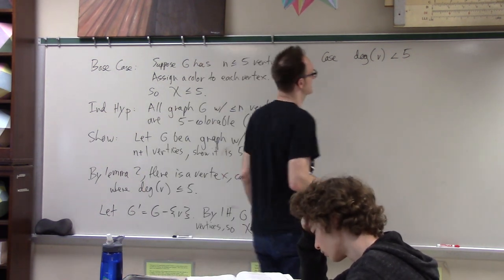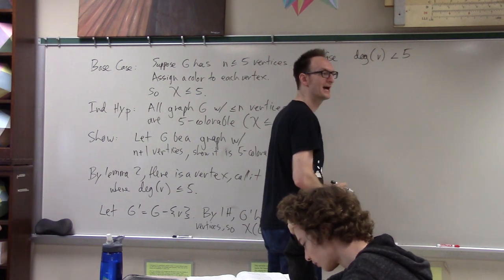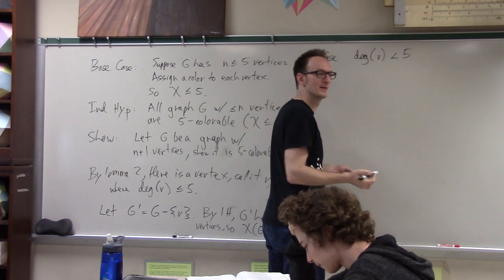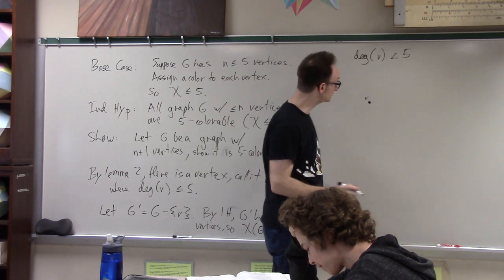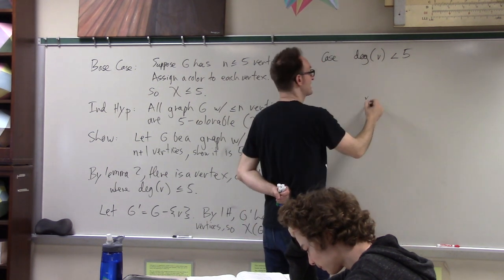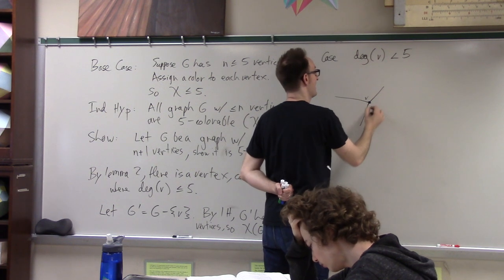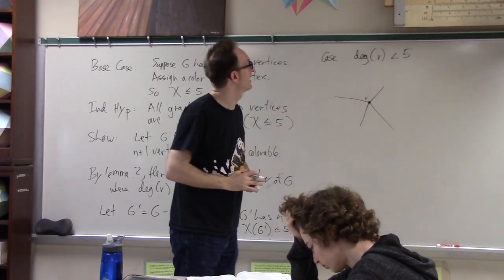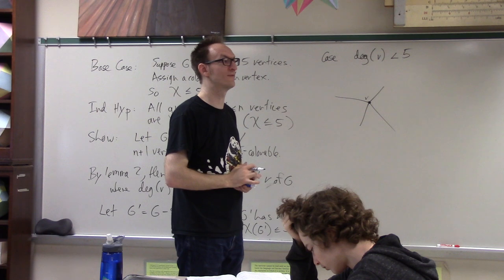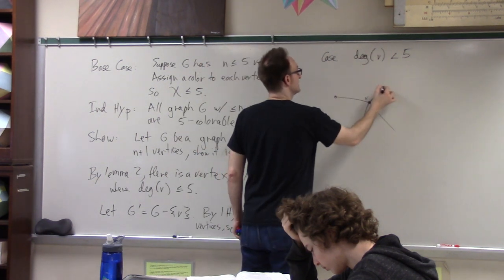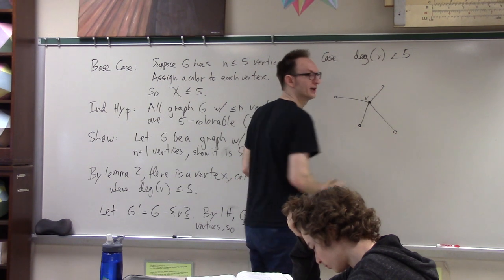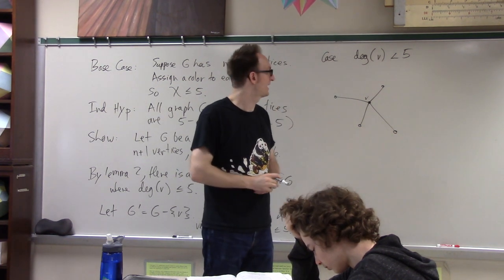But I claim, unless someone sees a subtlety that I'm missing, that this is just like dumb, right? Because here's V, say. The degree of V was actually less than 5. So what that means is that it has only 4 neighbors. So let these vertices be colored however, and it doesn't matter.